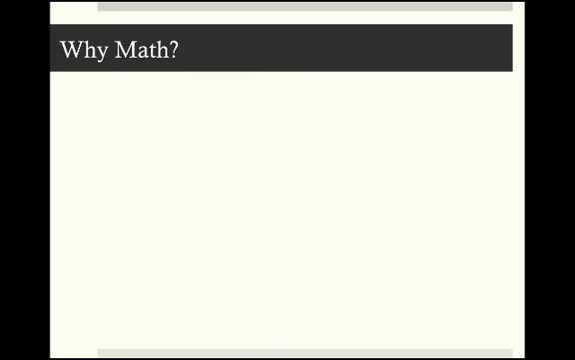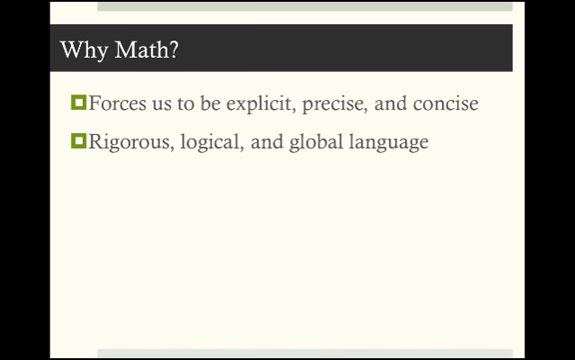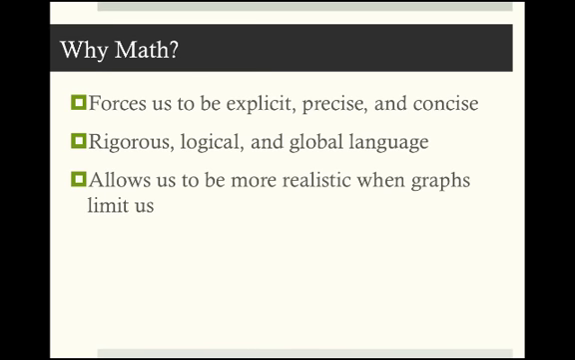Now, there are four main reasons why we actually use math. First, economists use math because it forces us to be explicit, precise, and concise at every single stage of our reasoning. Second, math is a language. It's rigorous, it's logical, and it's global. Third, it allows us to be more realistic when graphs limit us.